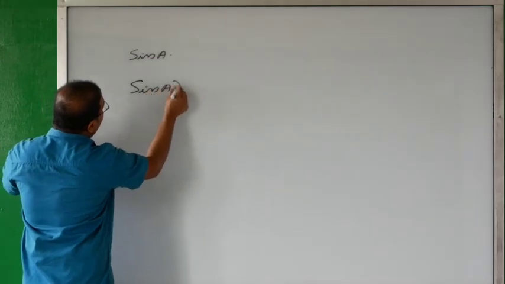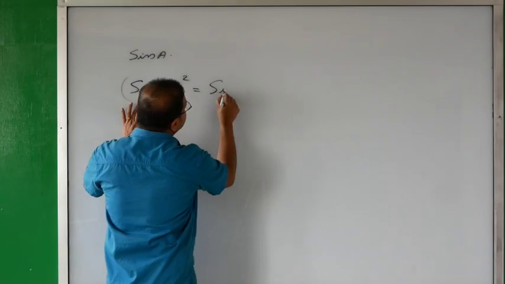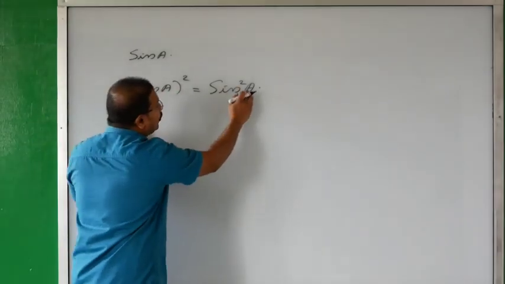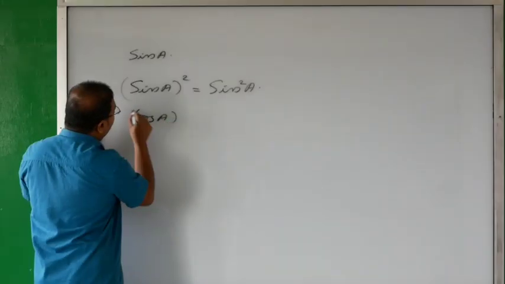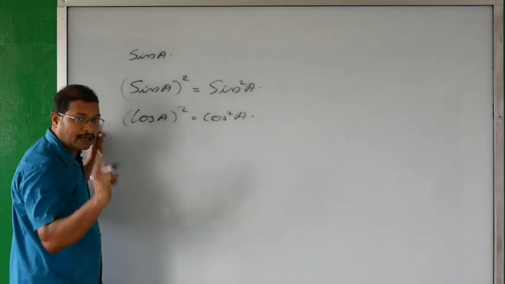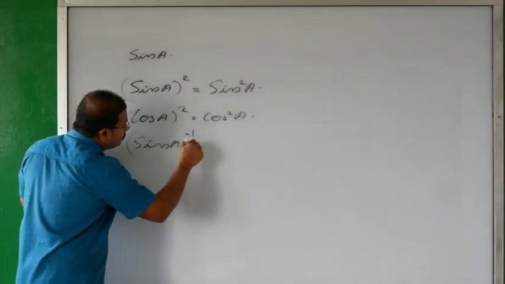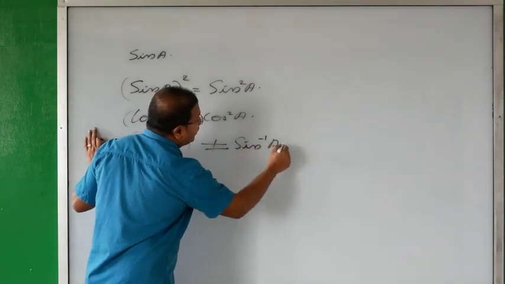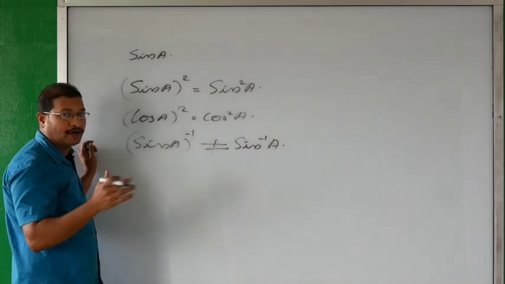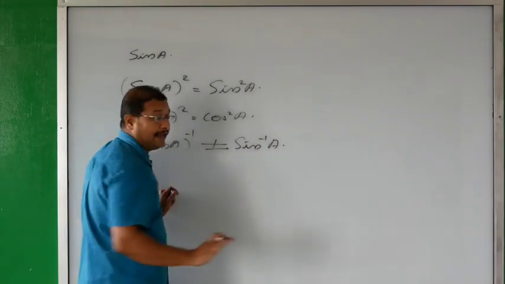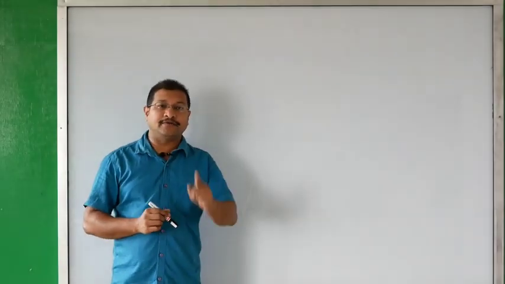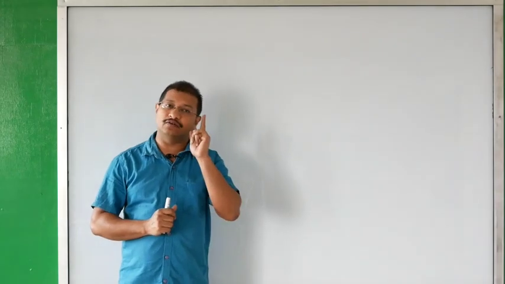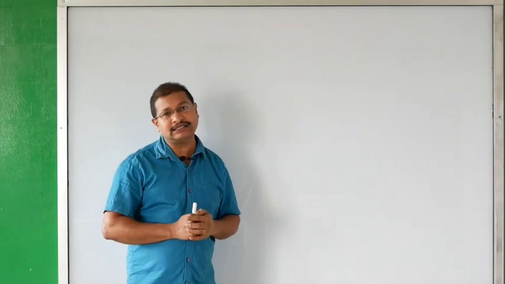Next one. If I am writing sine A the whole square, you can write sine square A. Sine A the whole square equals sine square A. In the same way, cos A the whole square equals cos square A. But careful, sine A whole raised to minus 1 is not equal to sine inverse A. It's wrong. Keep this in mind. One more point: the value of sine A or cos A is always below 1, or at most equal to 1.